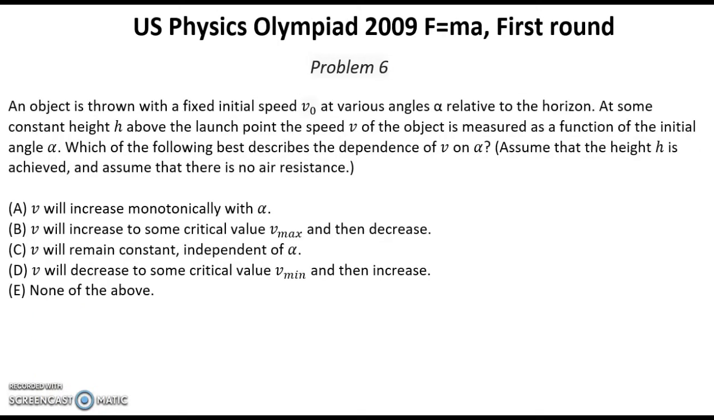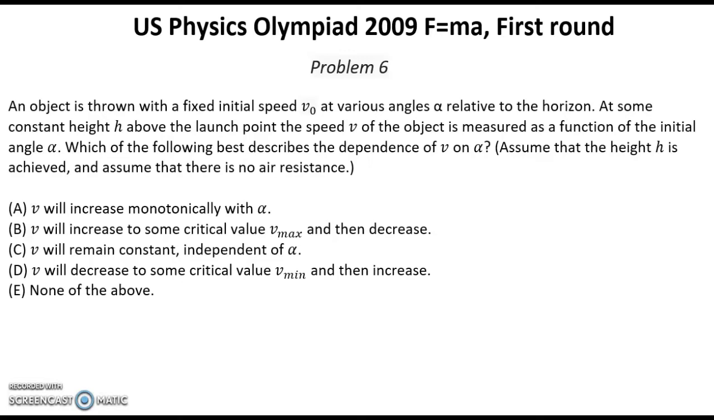Problem number 6. An object is thrown with a fixed initial speed v0 at various angles alpha relative to the horizon. At some constant height h above the launch point, the speed v of the object is measured as a function of the initial angle alpha. Which of the following best describes the dependency of v on alpha? Assume that the height h is achieved and assume that there is no air resistance.